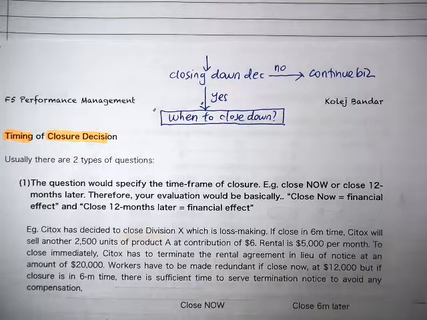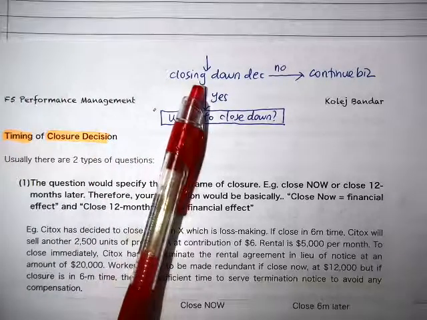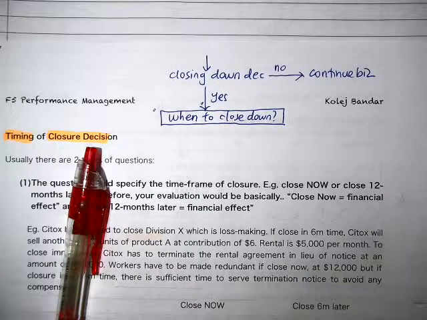Okay, when do I close down? Let's say I have a supermarket, a shopping center in Vietnam. Now I find my shopping center in Vietnam is in a loss making area. I have decided I want to close it down. Yes, I have decided I want to close it down, but it doesn't mean I must close it down immediately, because if I close it down immediately, the effect could be worse.